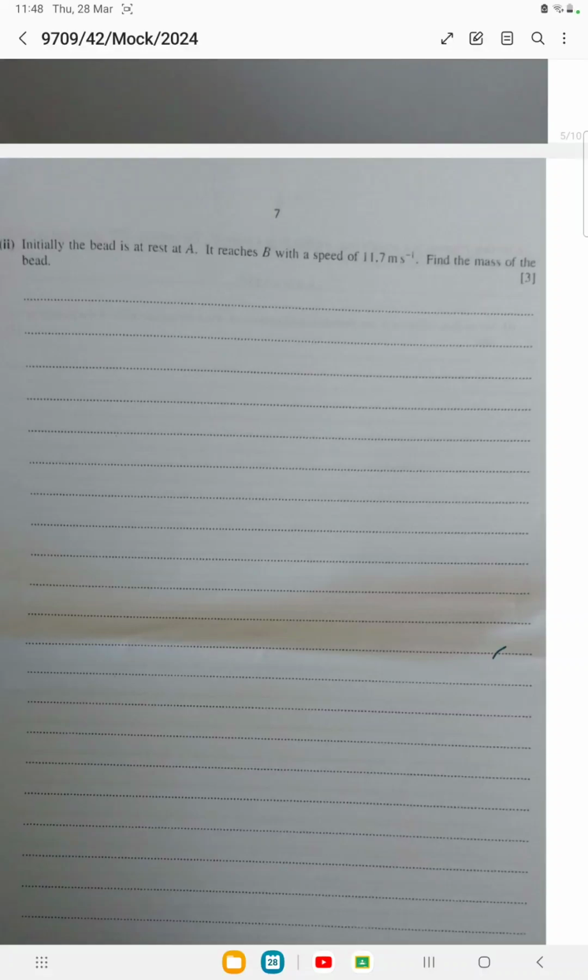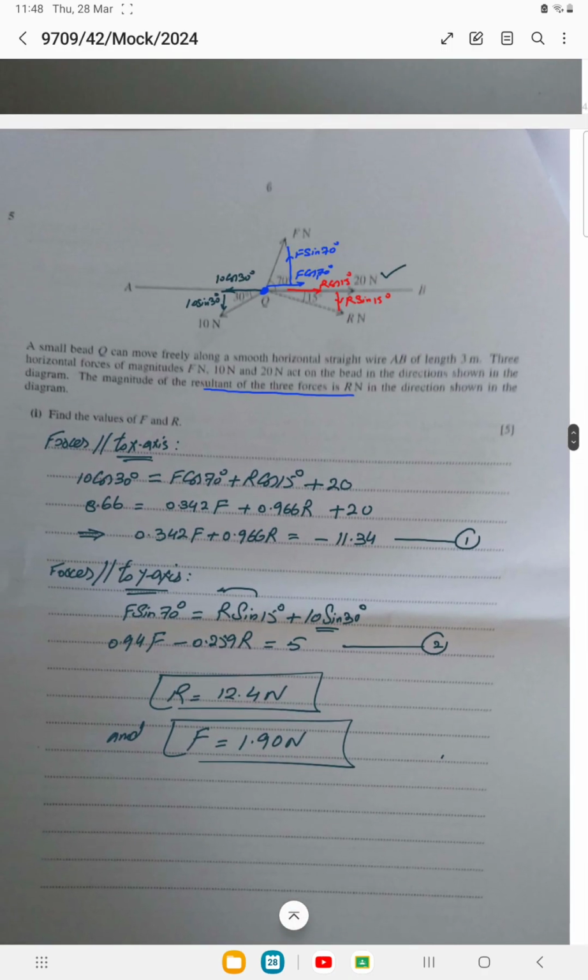Guys, this is the second part of question number 5. You can see the first part we have done. That was, the bead needs to be moving along this horizontal smooth straight line wire AB. The length of AB is 3 meter. It is given here, you can see.